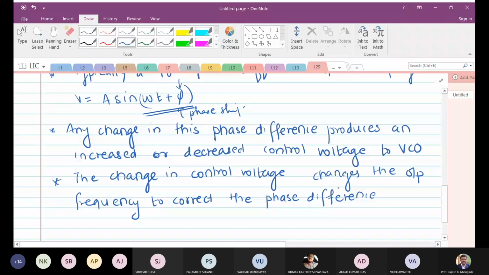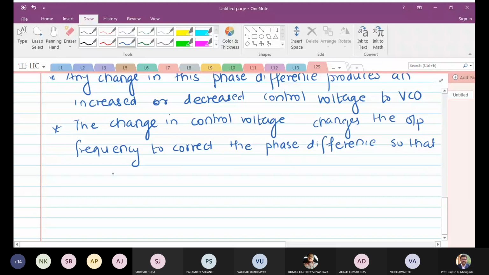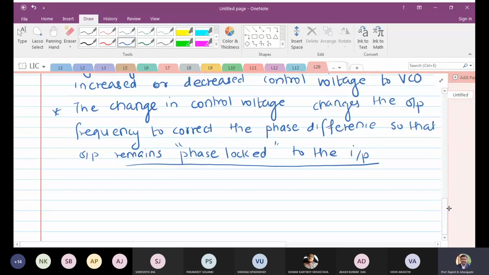So that, what is the end required result? So that the output remains phase locked to the input. This is very important. And that is where the name is derived from, phase lock loop. All right.